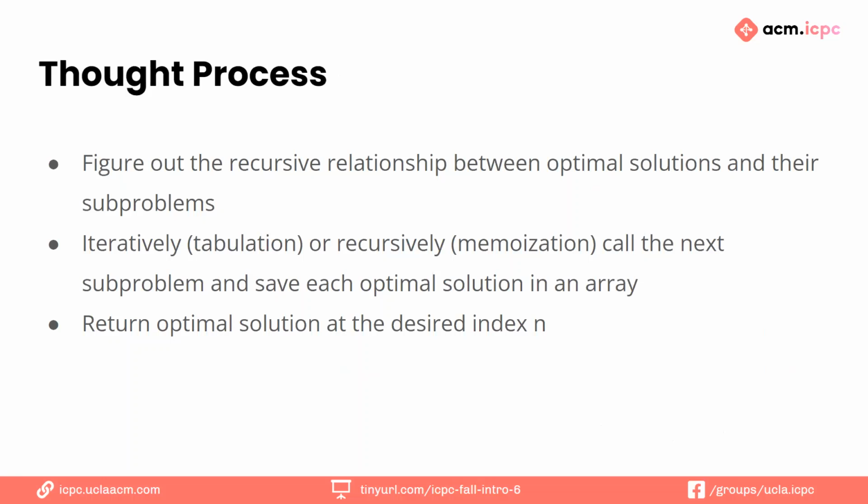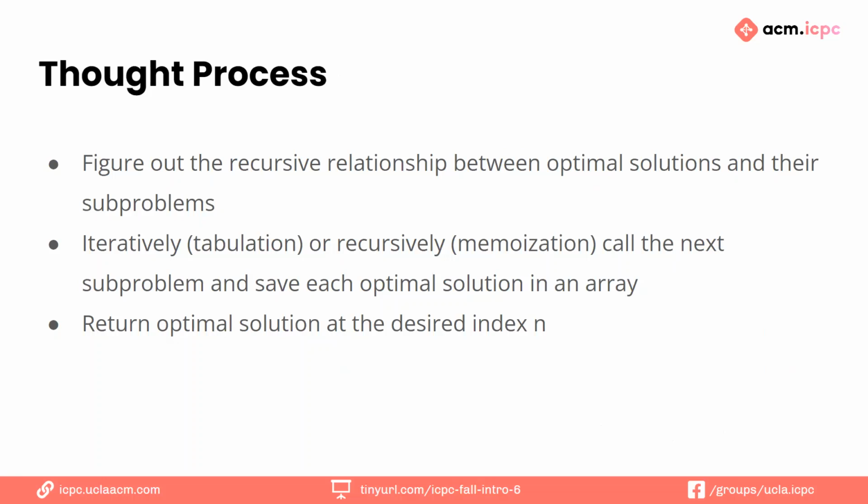So our overall thought process for solving these kinds of problems is to first figure out the recursive relation between optimal solutions and their subproblems. For example, in factorial, if you want to find 5, you've got to find 4, and then 3, and then 2, and then 1.